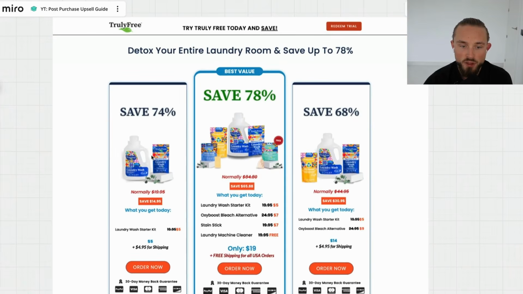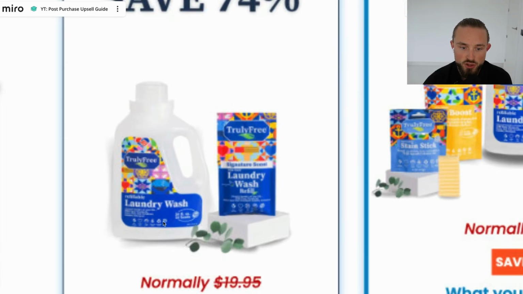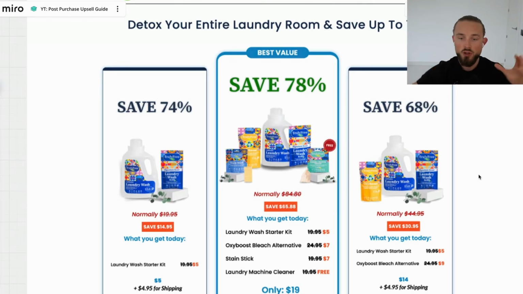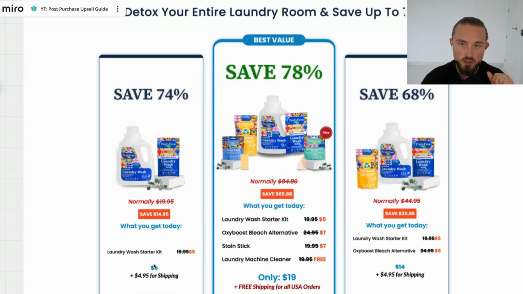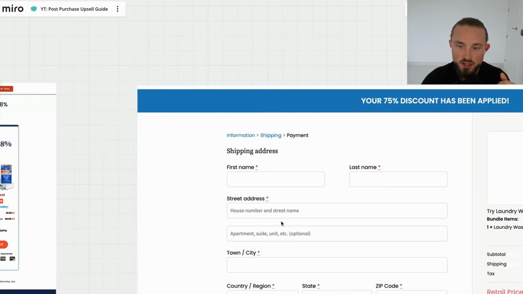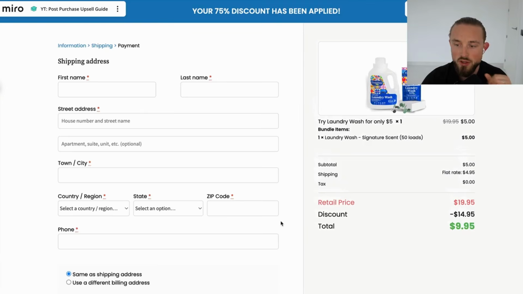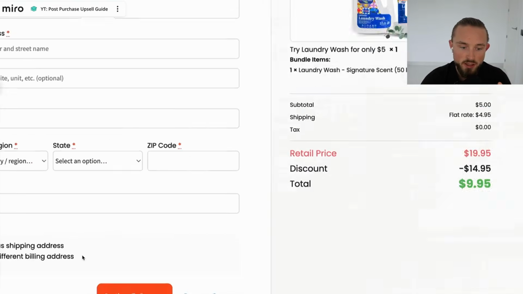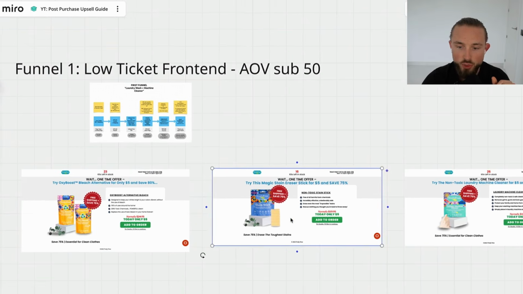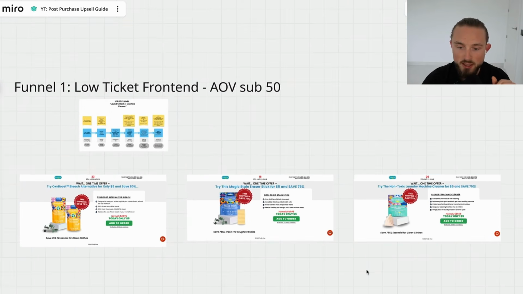Now, the main offer that we had on the front end is essentially the laundry wash, but already on the sales page, we gave them 3 different options to purchase. This was as low as $5 to as high as $20 on the front end. As soon as they choose one option, they go into the checkout, and after they click pay on the checkout, then the magic happens. We essentially give them 3 different one-time offers.